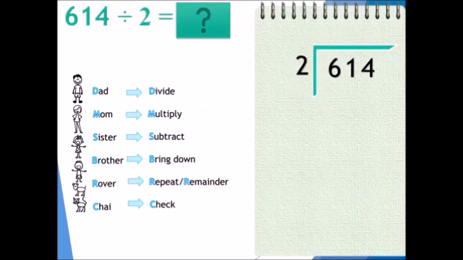Let's try one more example. 614 divided by 2. 6 divided by 2 is 3. 3 times 2 is 6. 6 minus 6 is 0. Bring down the 1.